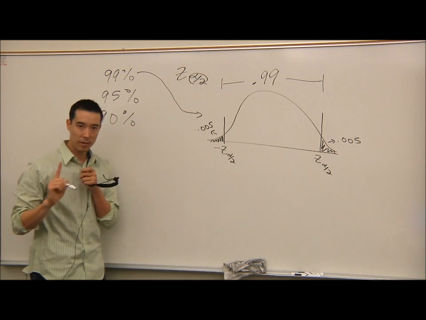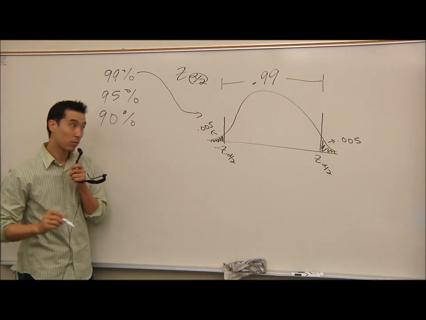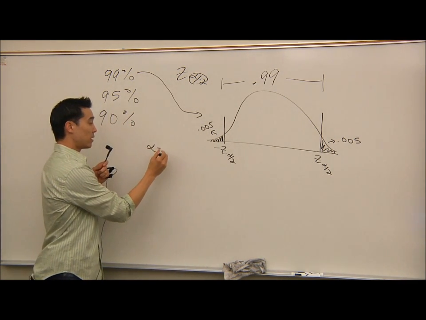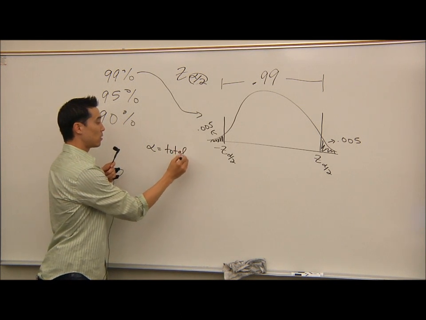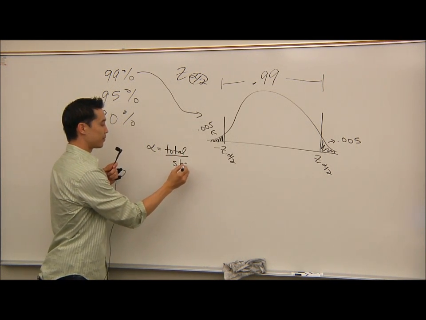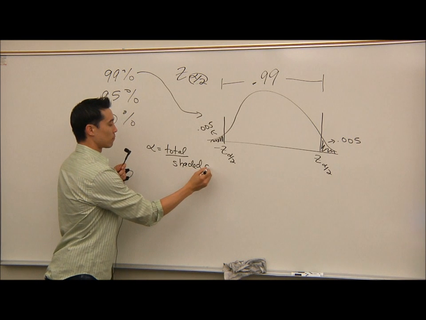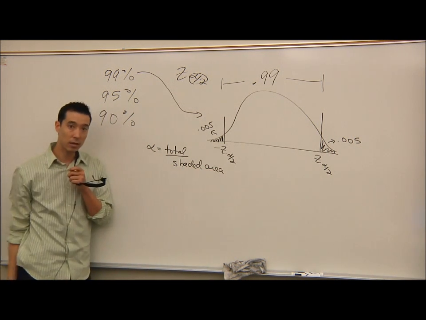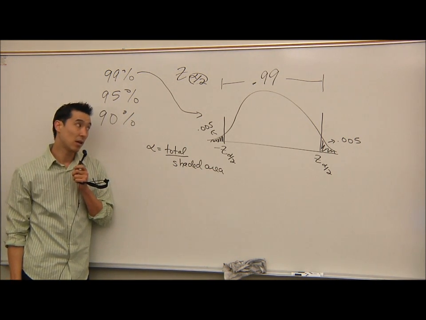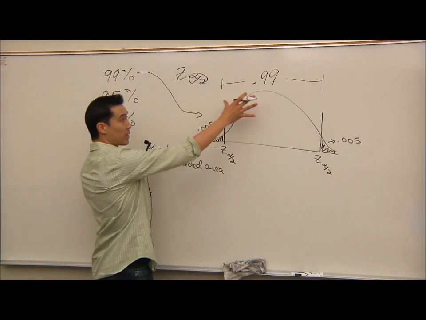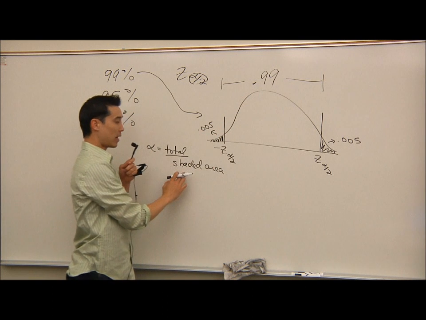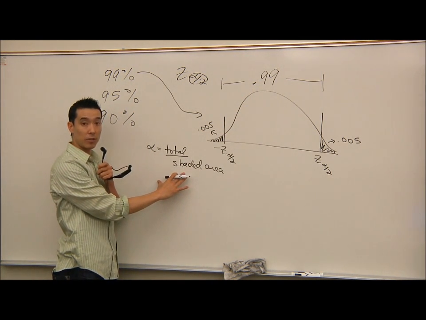Okay, and there's a couple of important things that we want to know. Number one is alpha is the total shaded area. Okay, so please put that in your notes. Alpha is always representative of the total shaded area. So if I'm doing a 99% confidence interval, then what is alpha? It's 0.01, the total shaded area.